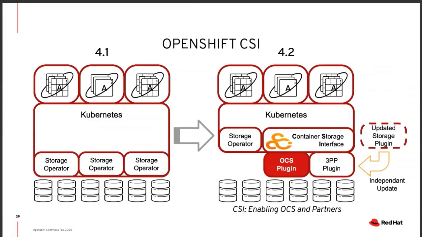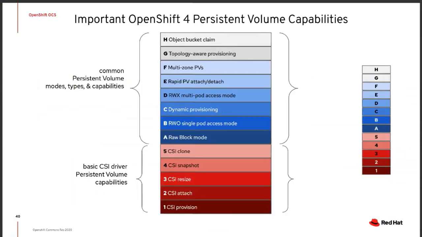So what's then the reason why you would want to have OCS in specific? Well, if you look at the bottom part of the screen, the first 5 layers, so that's CSI provision, CSI attach, resize, snapshot, clone, period. Those are the 5 basic functionalities that CSI delivers. No more, no less. So that's actually what you could do against a storage system. However, there are more common persistent volume modes, types, capabilities, whatever you want, and those are listed on top of that. So A, B, C, D, E, F, etc.